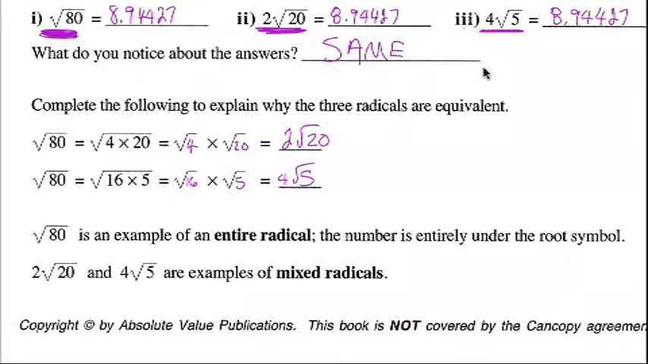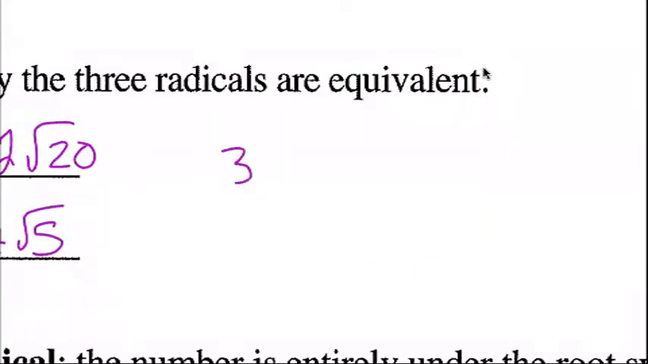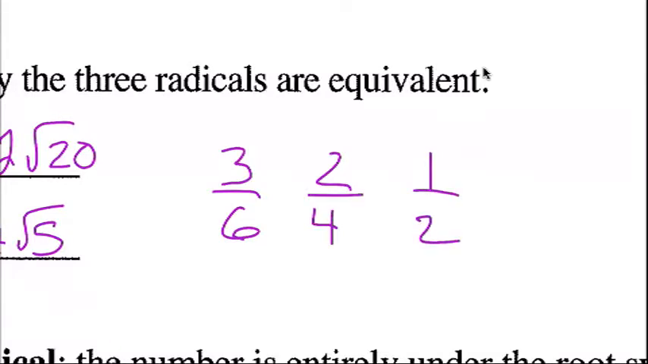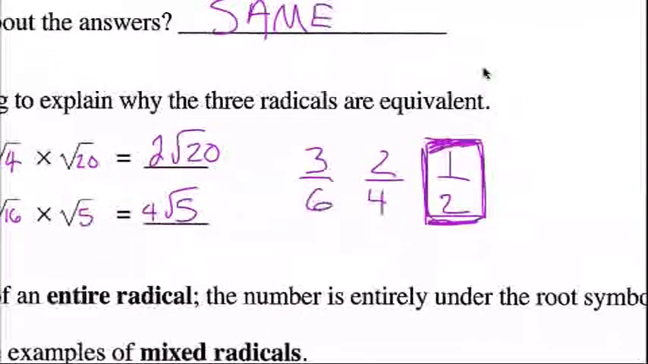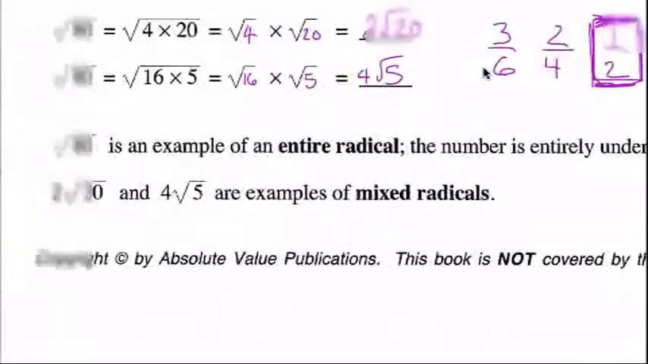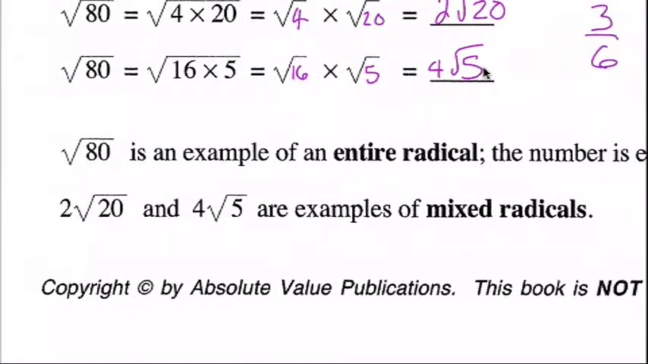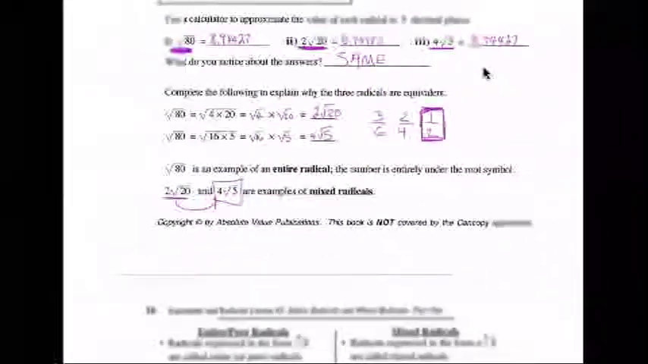And again, that goes right back to this whole scenario. 3 over 6, 2 over 4, 1 over 2. Those are all equivalent, but only one of them is more correct. As a final answer, 1 over 2. This is the most reduced, the most simplified form of those numbers. So this is the appropriate one to write as a final answer. Same with mixed radicals. If I can simplify a radical further, then that is your final answer. You want them as simple as you can possibly make them.